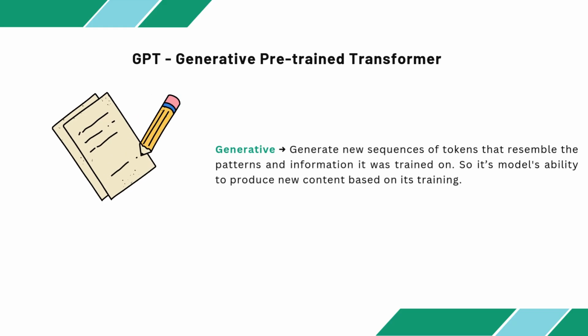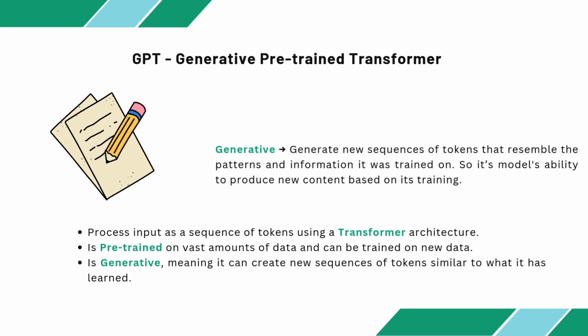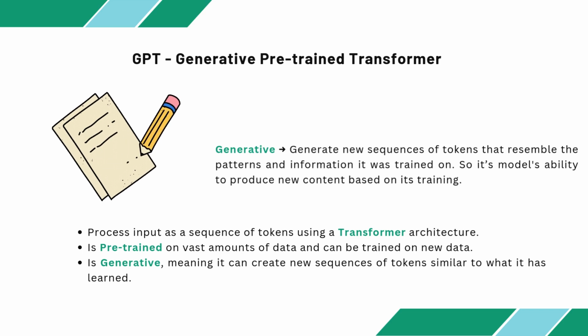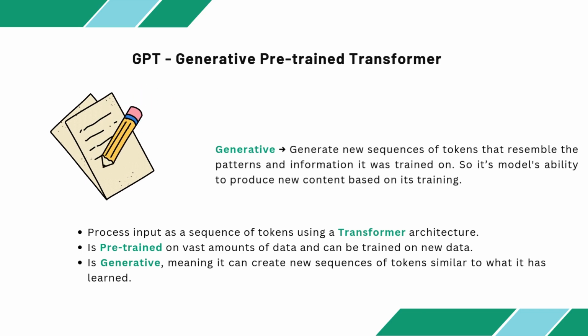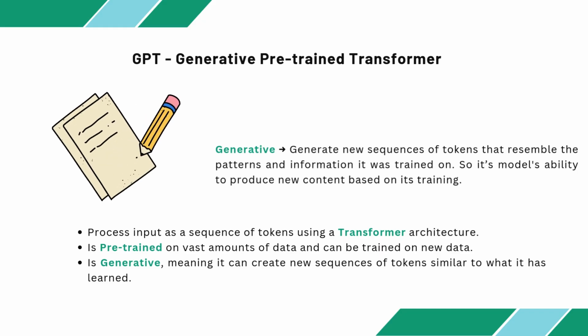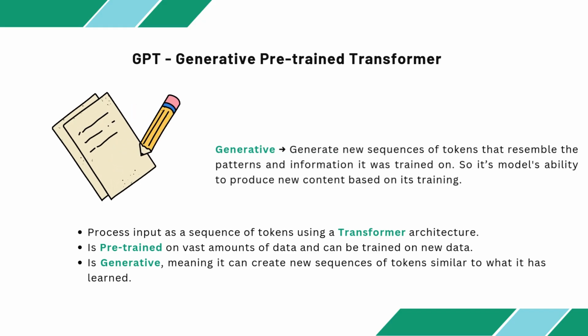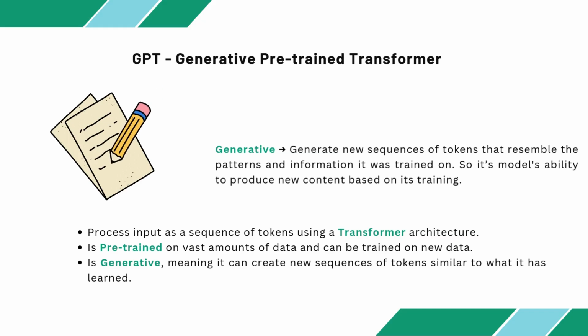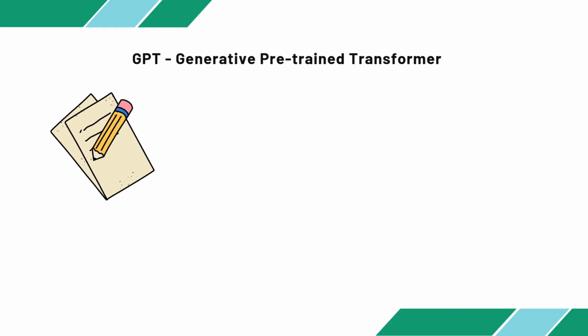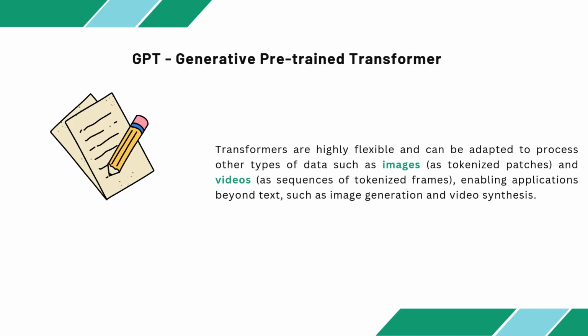In summary, GPT is an AI model that processes input as a sequence of tokens using a transformer architecture. It is pre-trained on vast amounts of data and can be trained on new data. It is generative, meaning it can create new sequences of tokens similar to what it has learned. Additionally, transformers are highly flexible and can be adapted to process other types of data such as images as tokenized patches and videos as sequences of tokenized frames, enabling applications beyond text such as image generation and video synthesis.